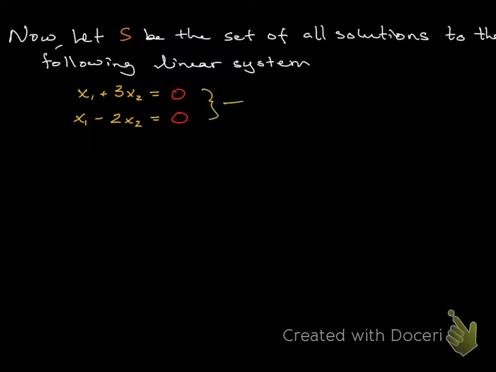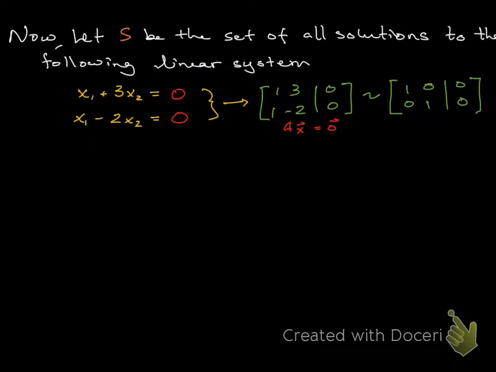But I set this up very much the same way. I say my set is obtained from solving the system Ax equals 0, and I do that with this augmented matrix, [1, 3; 1, -2] augmented with the zero vector. That's my right-hand side. And we quickly see when we reduce this that we get a unique solution that's just the zero vector.